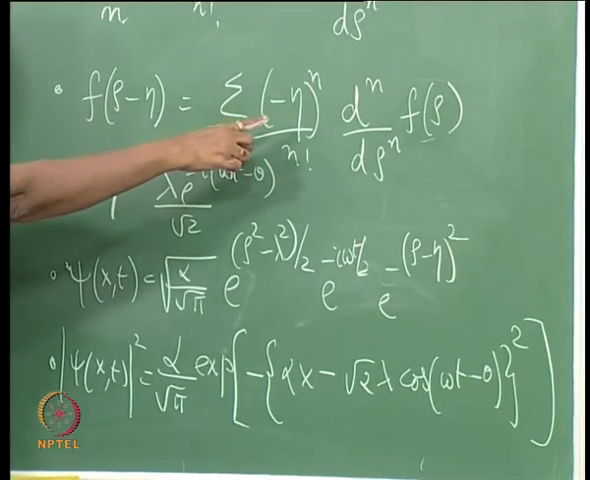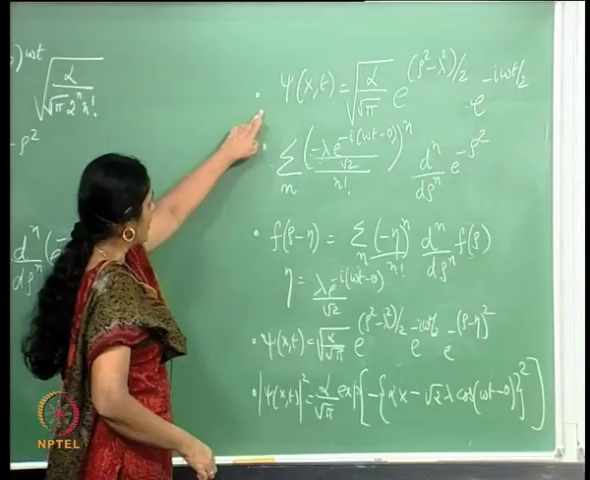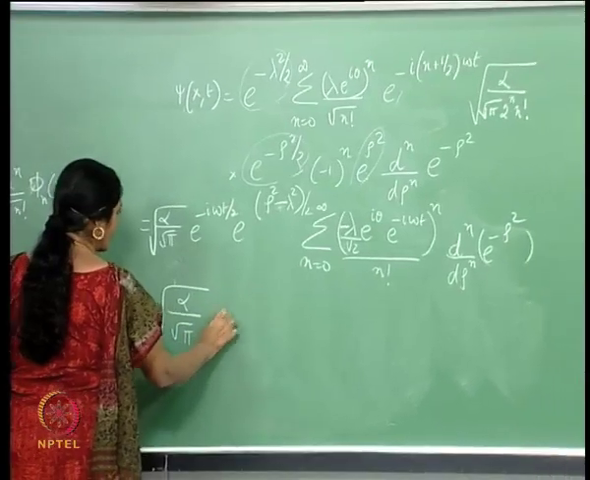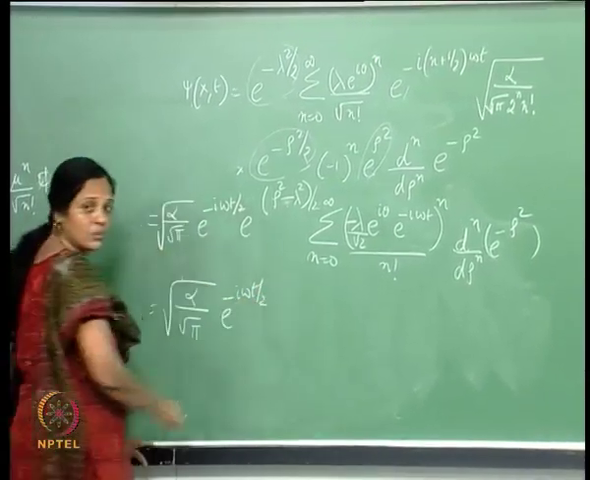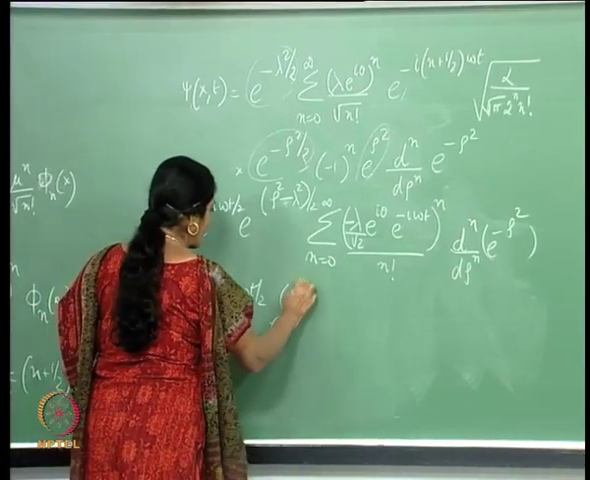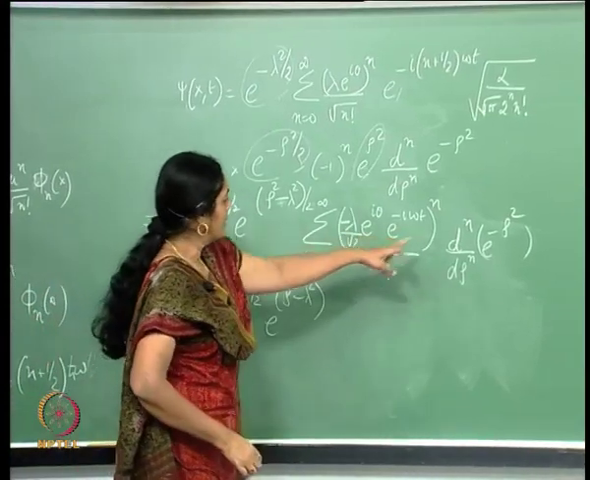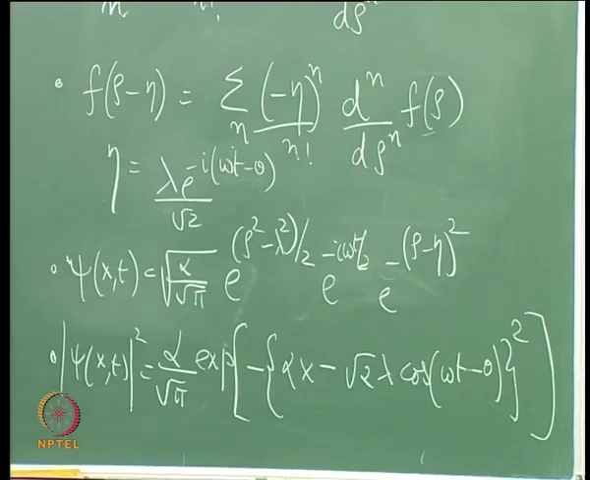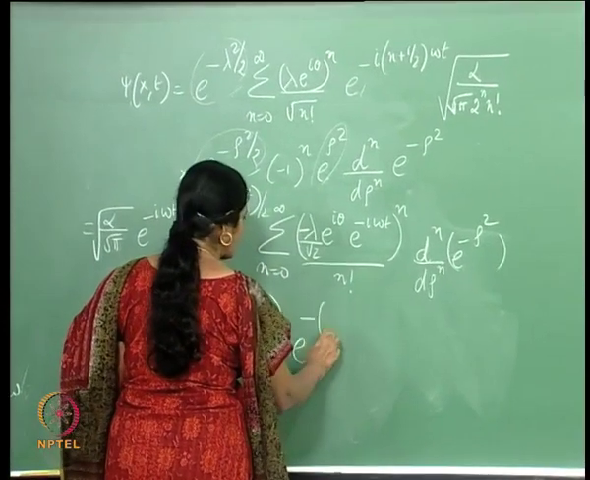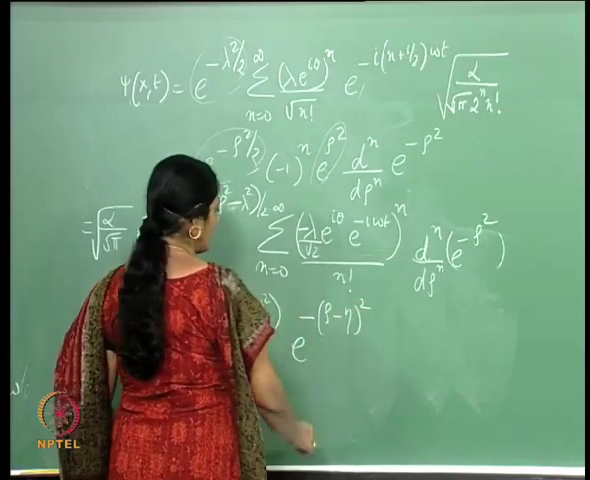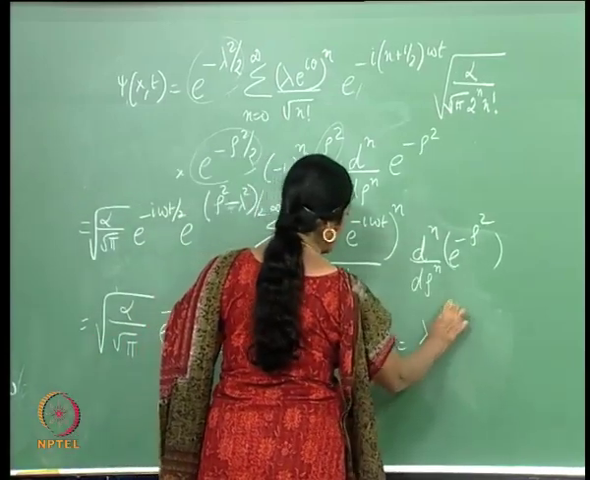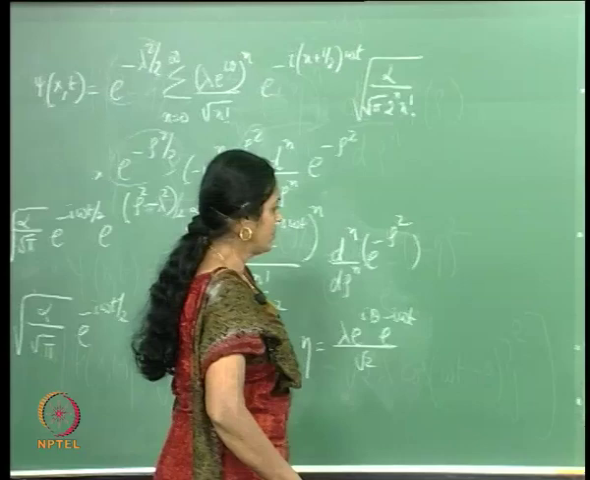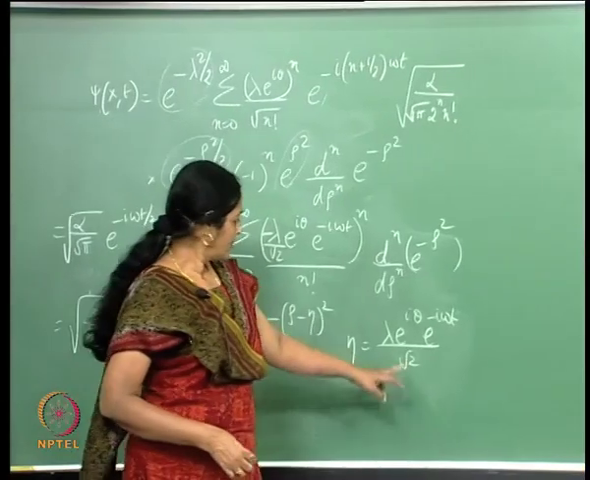And therefore what I have is psi of x,t, which can now be written as root alpha by root pi, these things do not change, e to the minus i omega t by 2, e to the rho squared minus lambda squared. But I can see that this compares with my Taylor series, and therefore I can write this as e to the minus, this is my function of rho, where eta itself is lambda e to the i theta e to the minus i omega t by root 2. So that is what I have.